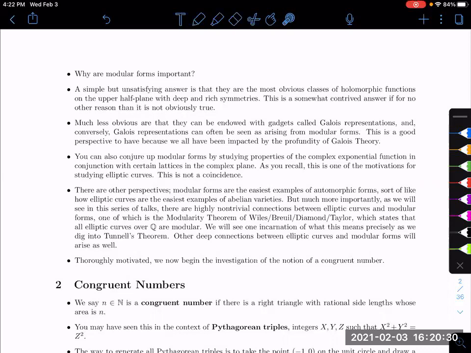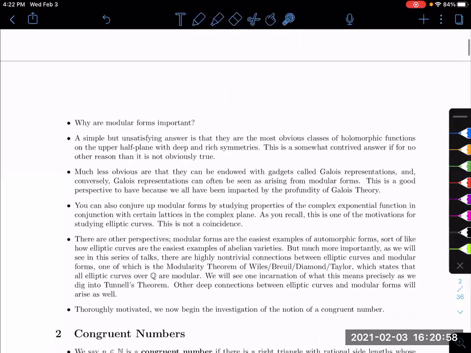But so for example, the modularity theorem of Wiles: every elliptic curve is modular. That's a statement that's a very deep connection between elliptic curves over the rationals and modular forms. And there are many others, and we will see some of those in this talk. So don't worry if you don't know all the terms I said. It's not important. I just wanted to give you some motivation here.